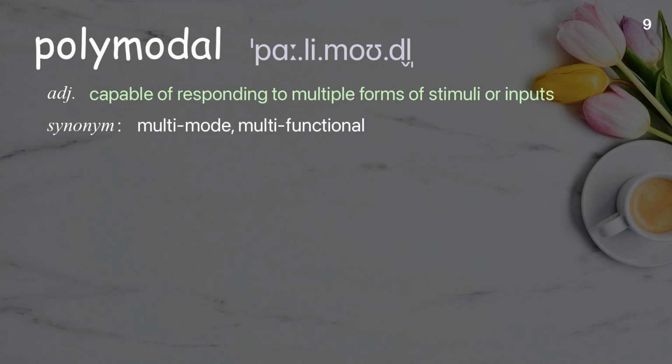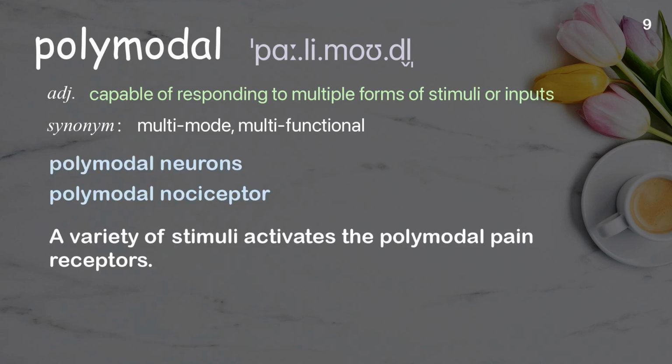Polymodal. Capable of responding to multiple forms of stimuli or inputs. Examples: Polymodal neurons. Polymodal nociceptor. A variety of stimuli activates the polymodal pain receptors.